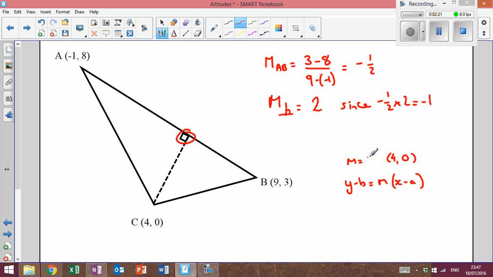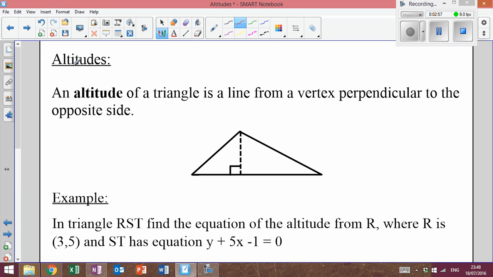The gradient is 2, the point is (4, 0), so y minus 0 is equal to 2 bracket x minus 4. So y minus 0 is just y, and then just take out the brackets: y equals 2x minus 8. So that is the equation of this altitude here. And if you can understand that the altitude leaves C, crosses the triangle, and hits the opposite side at right angles, that's all you need to know. Again, it's just a different definition and uses stuff you already have in your locker. Okay, there is your note.